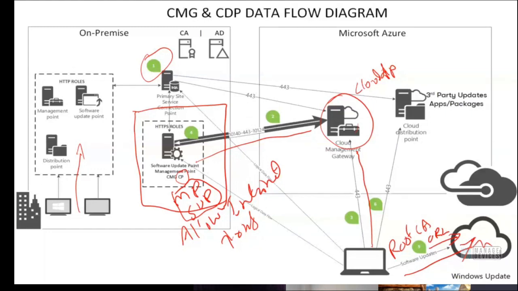But again, if you distribute to the cloud DP, then there will be a lot of cost involved with the download. Normally, if you are distributing the patch content, each machine will be downloading around 400 to 500 MB minimum, and if you're managing around 1,000 machines, that will be a huge download cost for you.